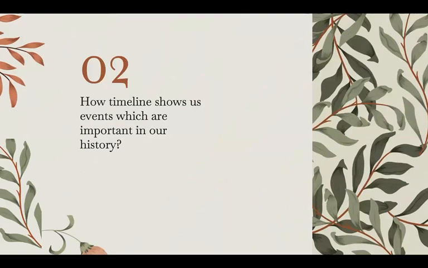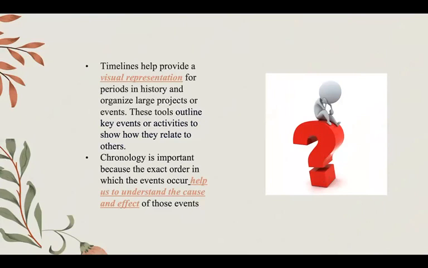How do timelines show us events which are important in our history? Timelines help provide a visual representation for periods in history and organize large projects or events. These tools outline key events or activities to show how they relate to others. Chronology is important because the exact order in which the events occur helps us to understand the cause and effects of those events.